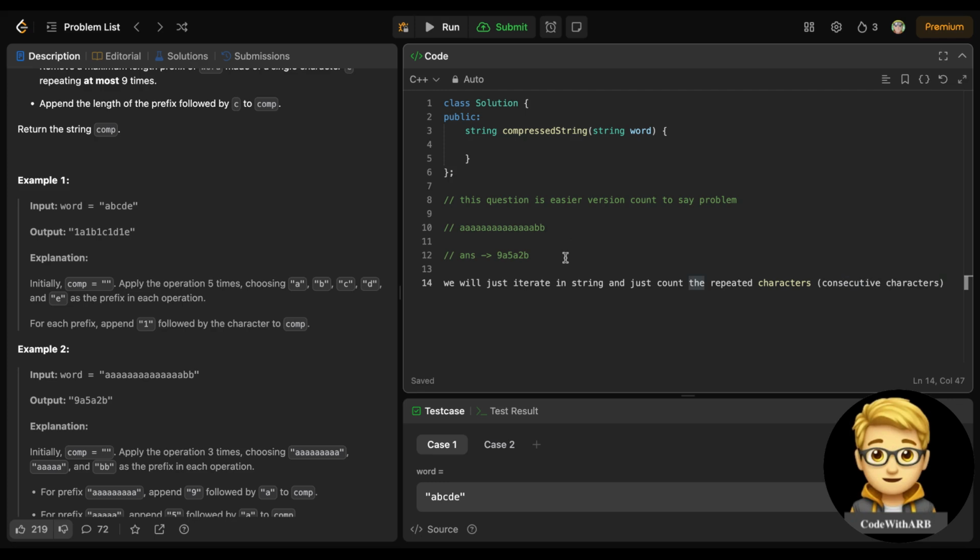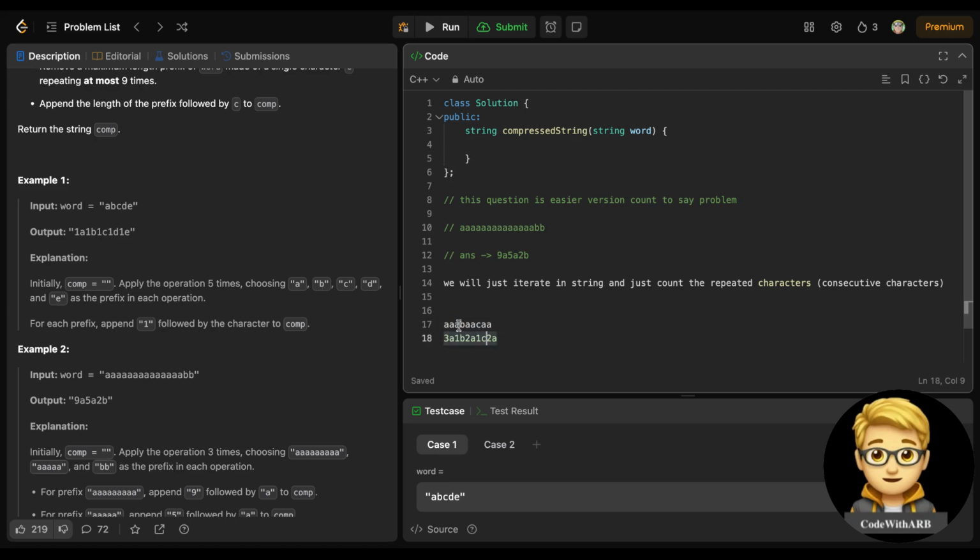So suppose it is given something like a b a c a. Hmm, suppose it is given like a a a b a a c a a. We will write 3a, 1b, 2a, 1c, 2a, like this. So a is repeated, so that's why we count it to 3.